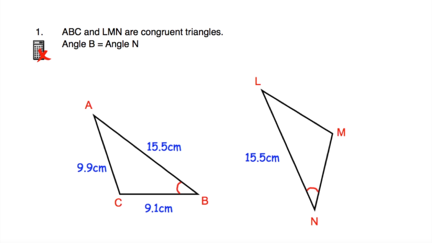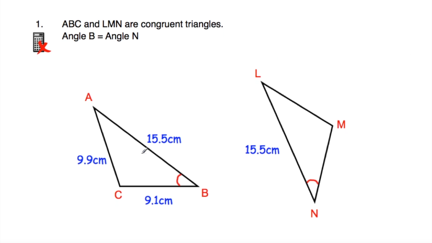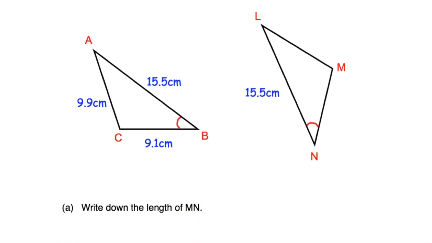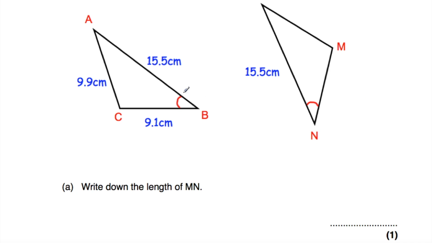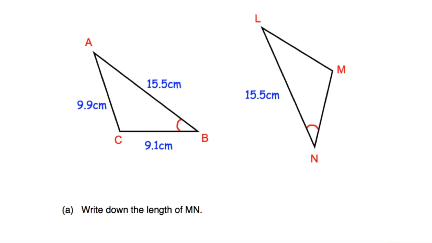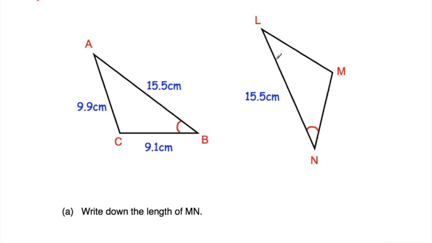Okay, question number one. We're told that ABC and LMN are congruent triangles. So these two triangles are congruent, and we're told that angle B is equal to angle N. In part A, we've been asked to write down the length of MN. We've got this LN, which has a length of 15.5 centimeters, and the angle that we know is equal to this angle here. We're trying to find the length of MN, which is the side on the right-hand side there.